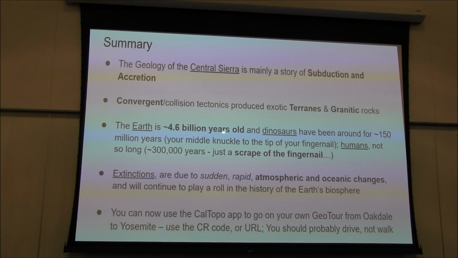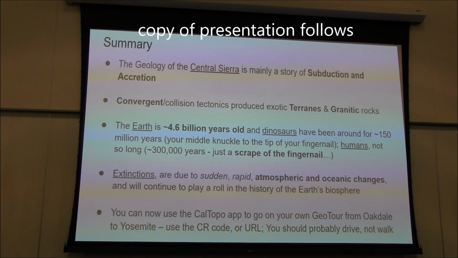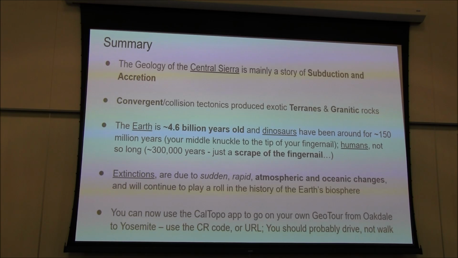And we have a 4.6 billion year old planet. Dinosaurs, where on your hand are they? These last two little knuckles, right? Where are humans? Yeah, not for long, right? So, the rule is extinction. 99.99% of every species that ever existed on Earth is extinct. Those are bad odds. Don't go to the casino right now. Okay, just a scrape of the fingernail.